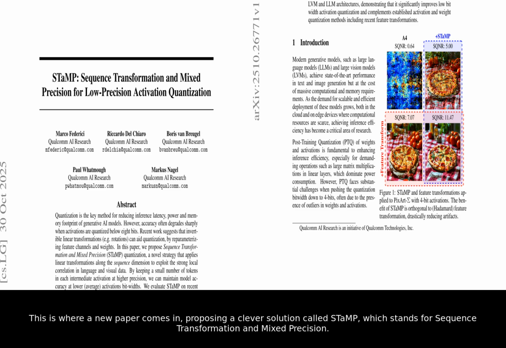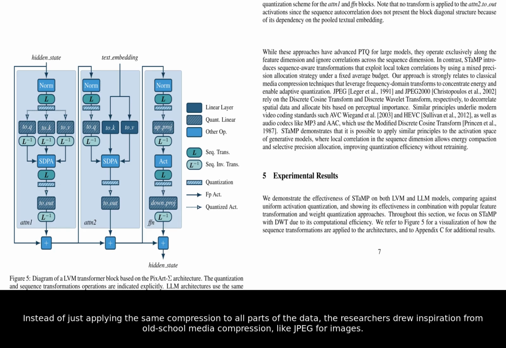This is where a new paper comes in, proposing a clever solution called STAMP, which stands for Sequence Transformation and Mixed Precision. Instead of just applying the same compression to all parts of the data, the researchers drew inspiration from old-school media compression, like JPEG for images.